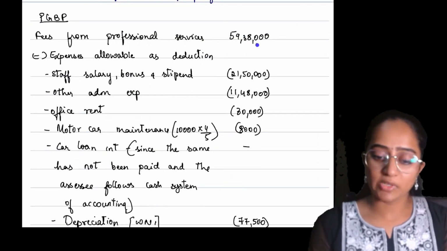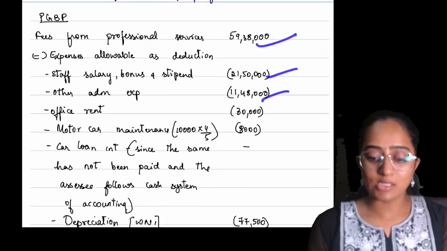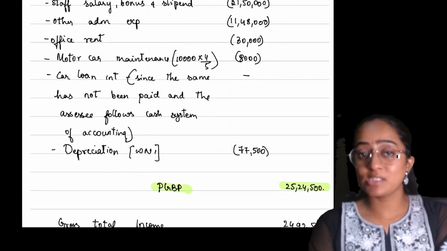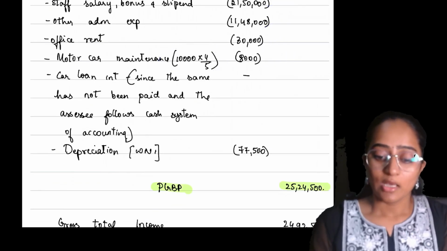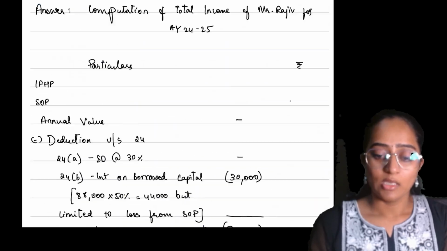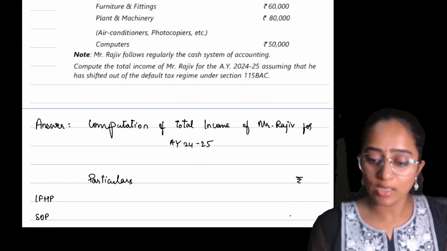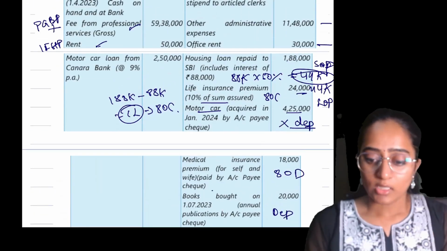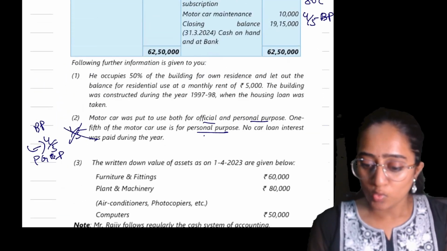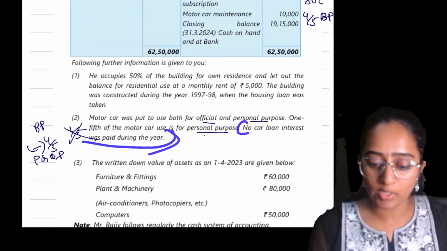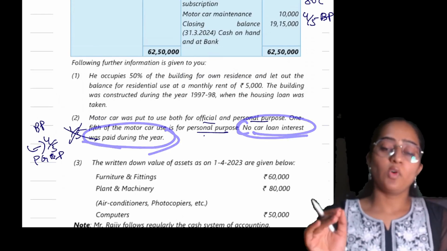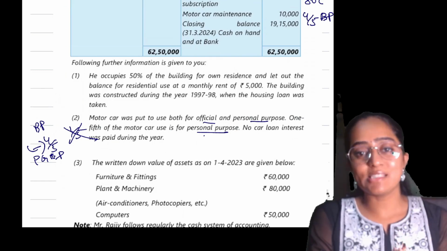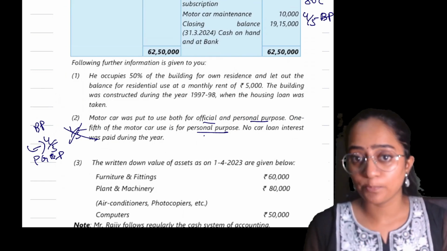When it comes to PGBP, fees from profession, you consider all these as expenses which are allowed. That is motor car expenses to the extent of business purpose only, not for personal purpose. Car loan interest: see here, interestingly they have given the cash system of accounting, and in the bracket they have given motor car loan. No car loan interest was paid during the year. As the person is following the cash system of accounting, what is actually paid and what is actually received, only those are considered.